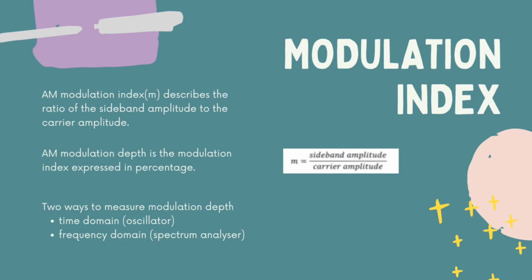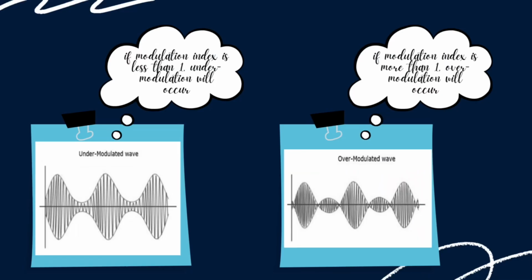AM modulation index describes the ratio of the sideband amplitude to the carrier amplitude. In other words, M is the sideband amplitude divided by the carrier amplitude. AM modulation depth is the modulation index expressed in percentage. We can compare the modulation depth by using the time domain.